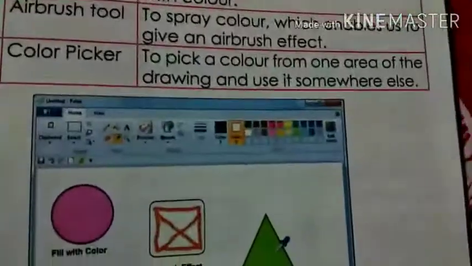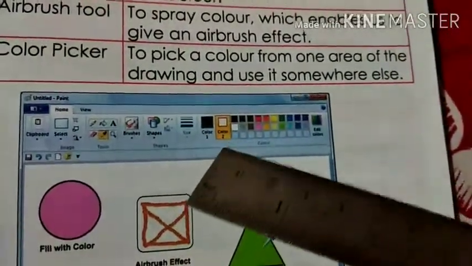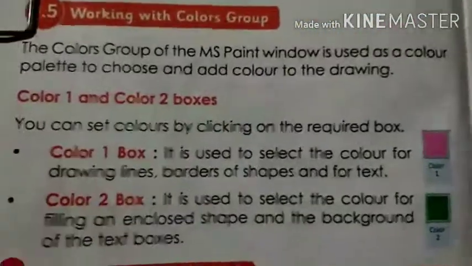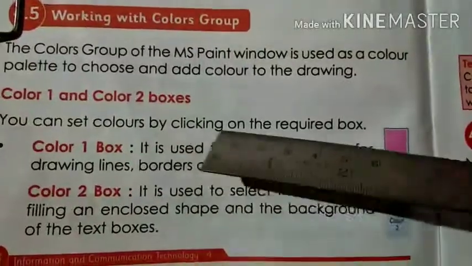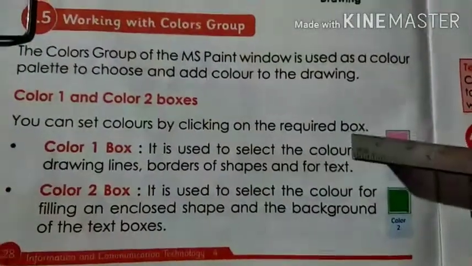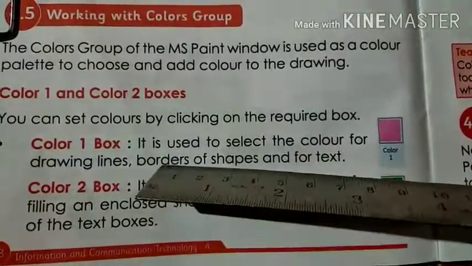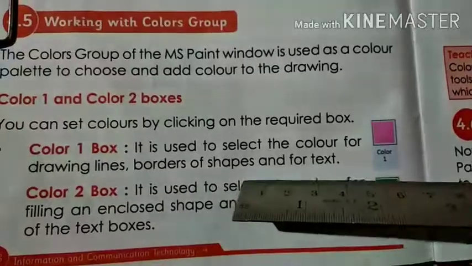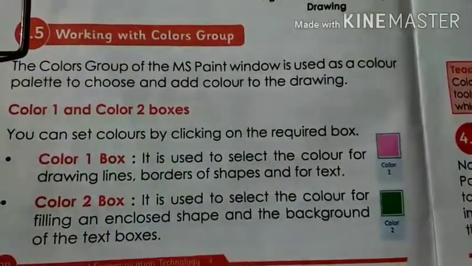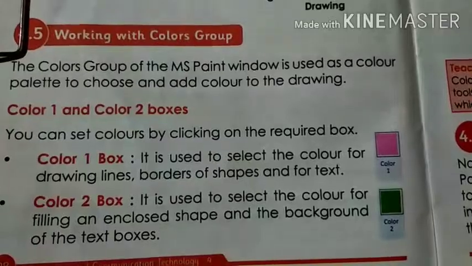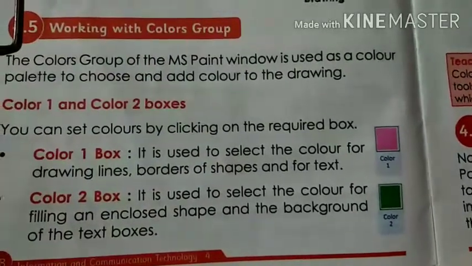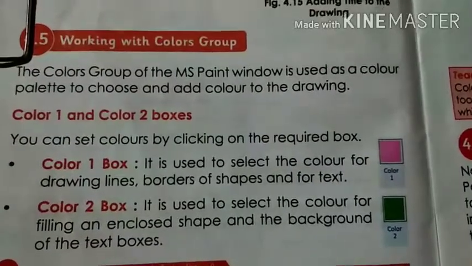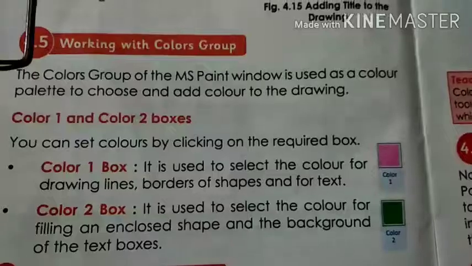Next here you can see we have two colors, color 1 and color 2. What is the use of this color 1 and color 2? Let's see. You can set colors by clicking on the required box, color 1 box. It is used to select the color for drawing lines, borders of shapes and for text. So color 1 is useful for the outer line of the drawings, the borders of shapes, or if you are writing text into the drawing. So this is useful for borders.